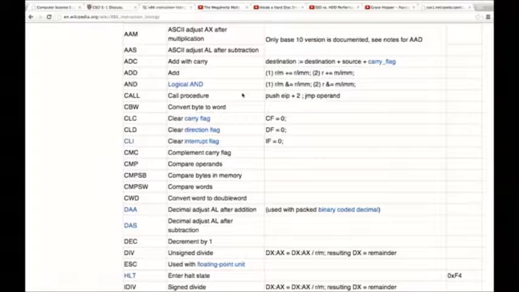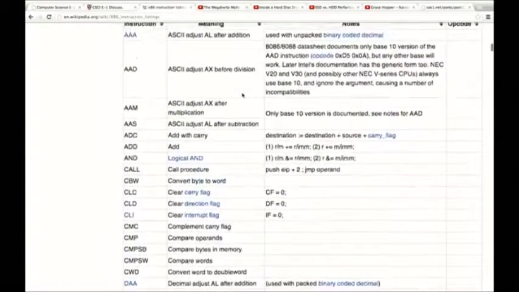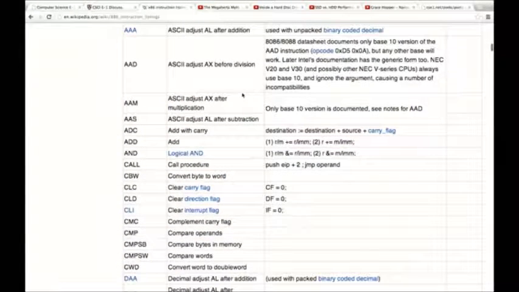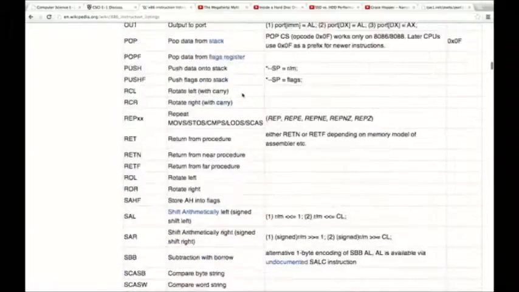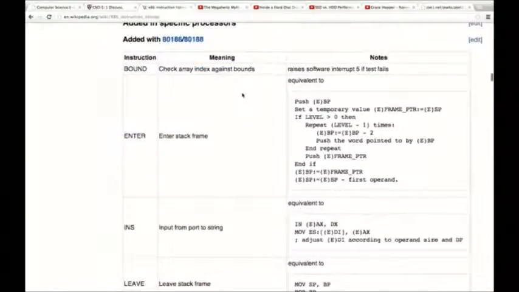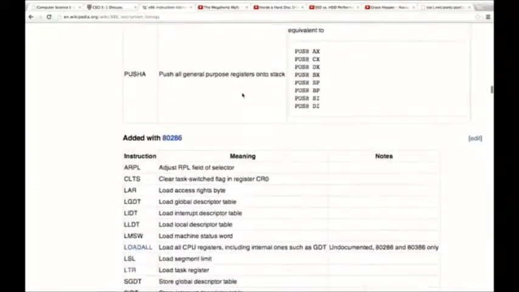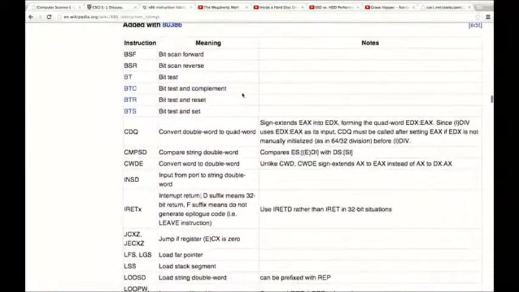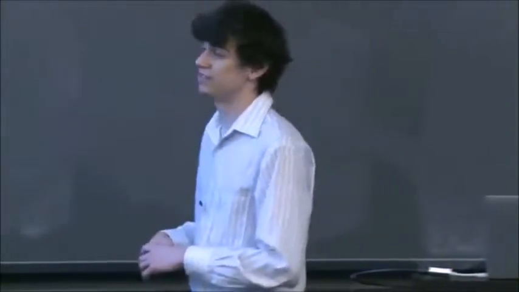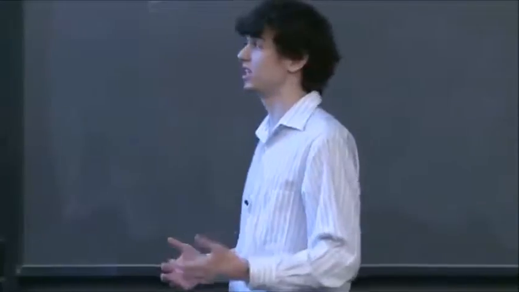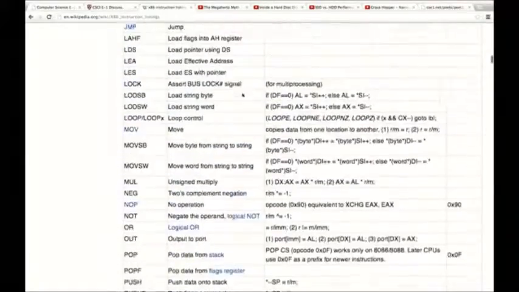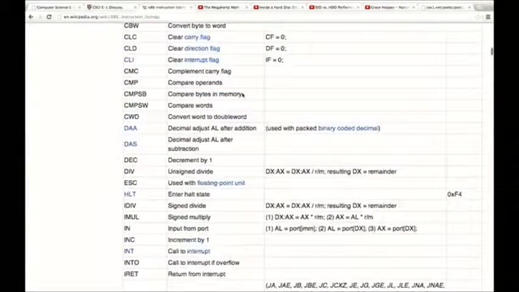And here I'm on Wikipedia, and this is a list of all of the different instructions that this CPU can understand. I can scroll through here, I can see some more, and then we can add in some new instructions that were developed as processors went on. So different processors have these different types of instructions or things that they can do. Let's scroll back up to the top here and just look at a few.